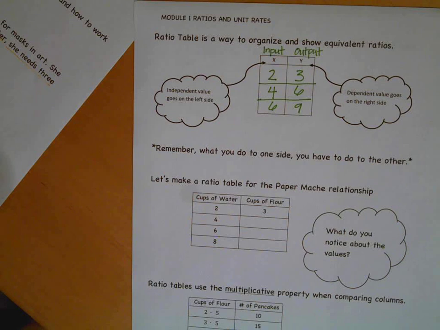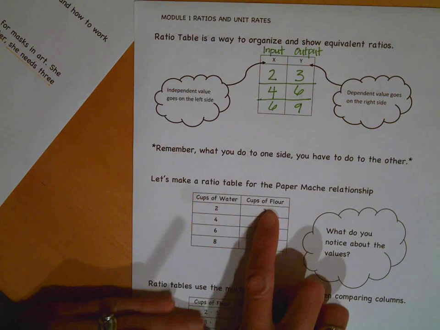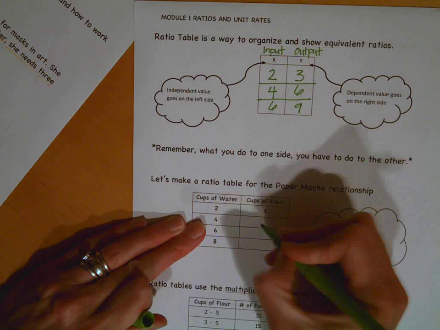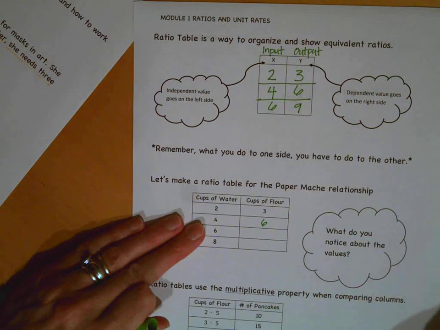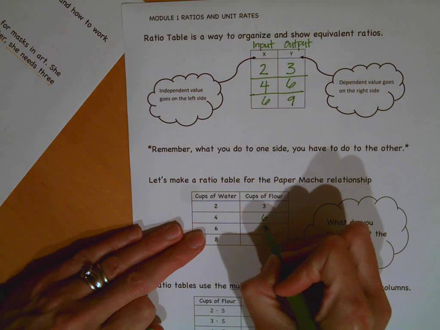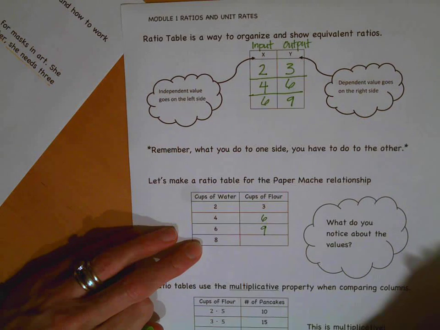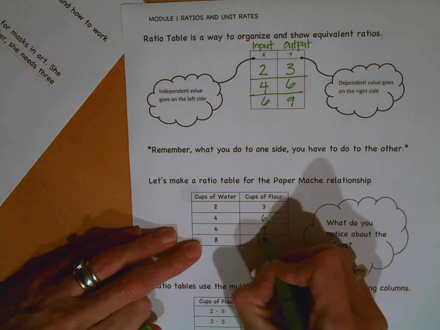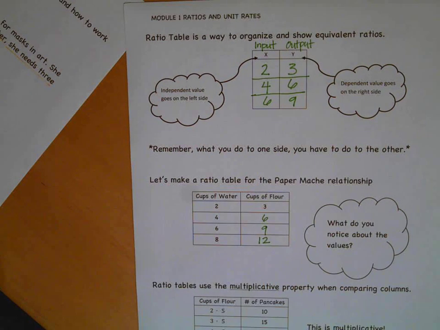All right, so now it says, let's make a ratio table for the paper mache relationship, which we kind of just did. For every 2 cups of water, there are 3 cups of flour. So when we have 4 cups of water, we have to have 6 cups of flour, because we already figured it out. When we have 6 cups of water, we need 9 cups of flour. And when we have 8 cups of water, we need 12 cups of flour.